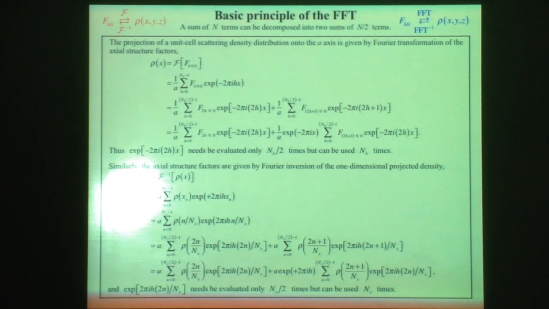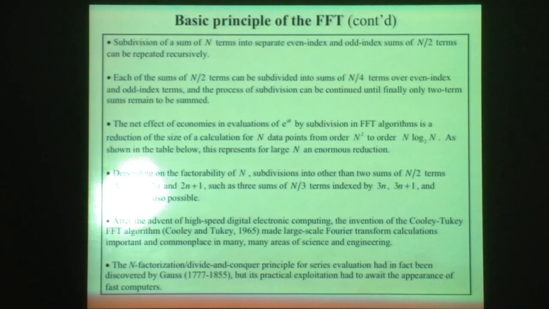And then you can continue. Each of these two sums can be subdivided and make an additional savings of computing an exponential function once, but using it twice, or now like 4 times, and so on. And it doesn't have to be just, let me not get ahead of myself.